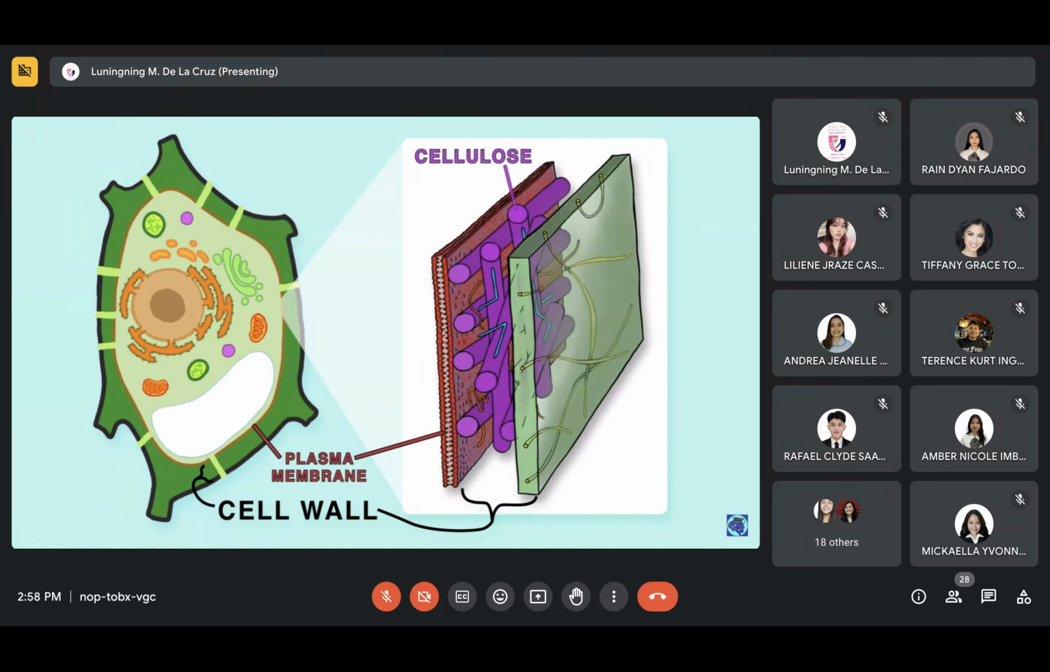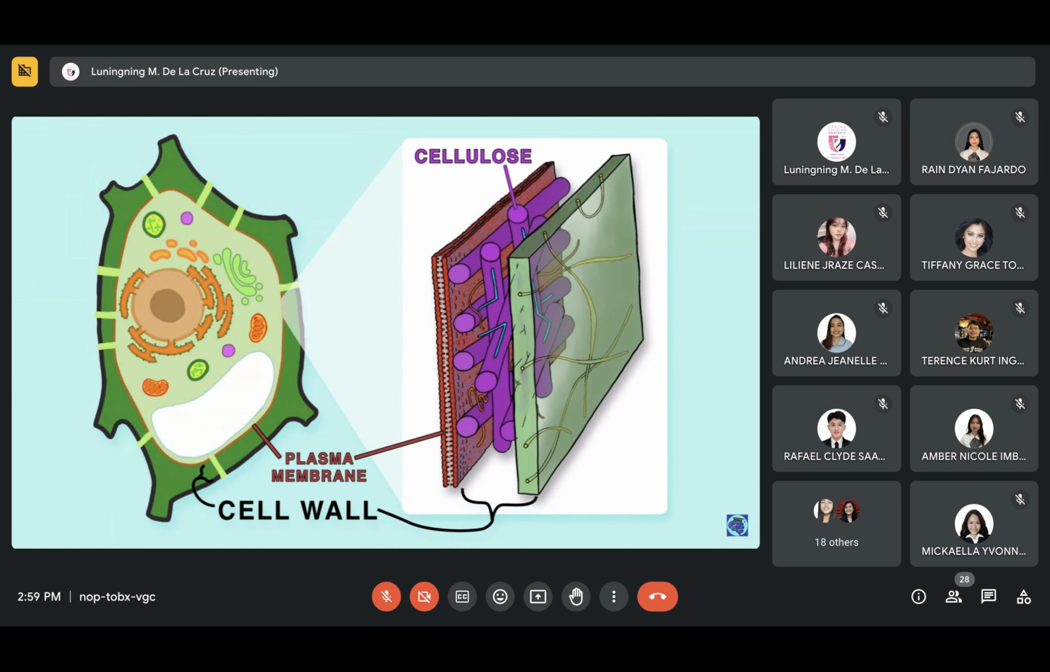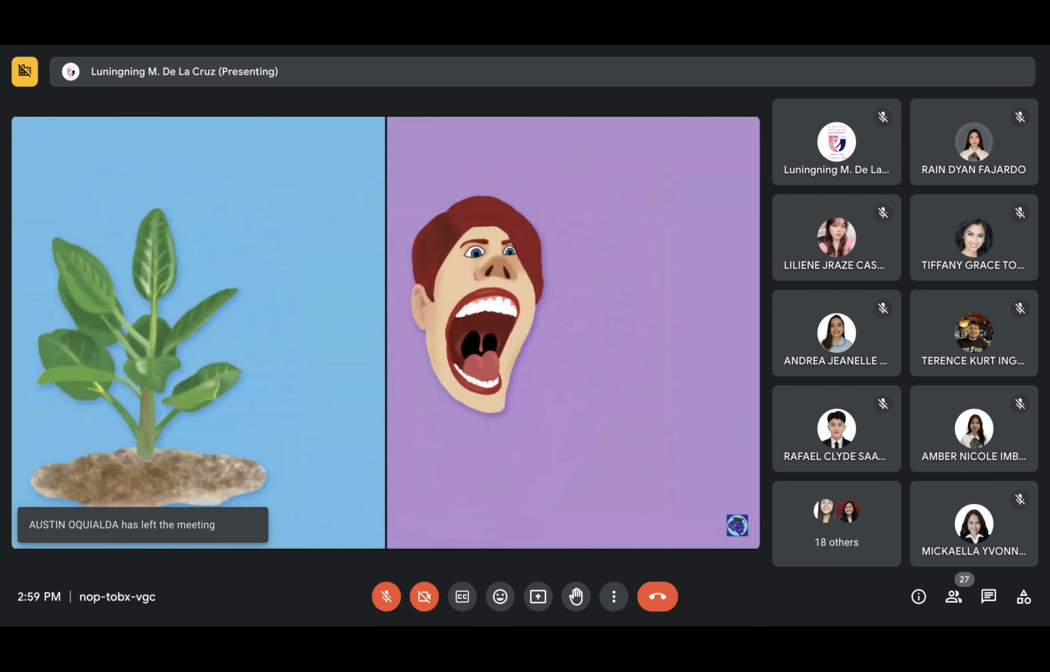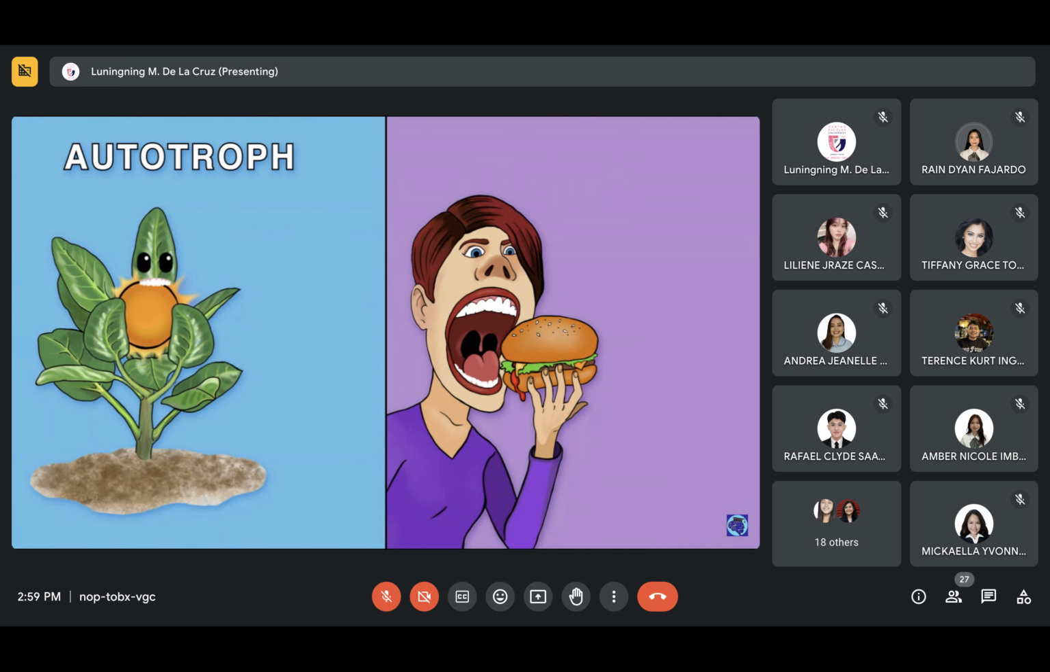It is composed of cellulose, providing additional stability and protection. As a result, plant cells have fixed angular shapes, while animal cells are mostly round and irregular. Another important difference between animals and plants is how they obtain their energy. Plants are autotrophs, which means that they produce their own food. Meanwhile, animals are heterotrophs, meaning that they must ingest their food.